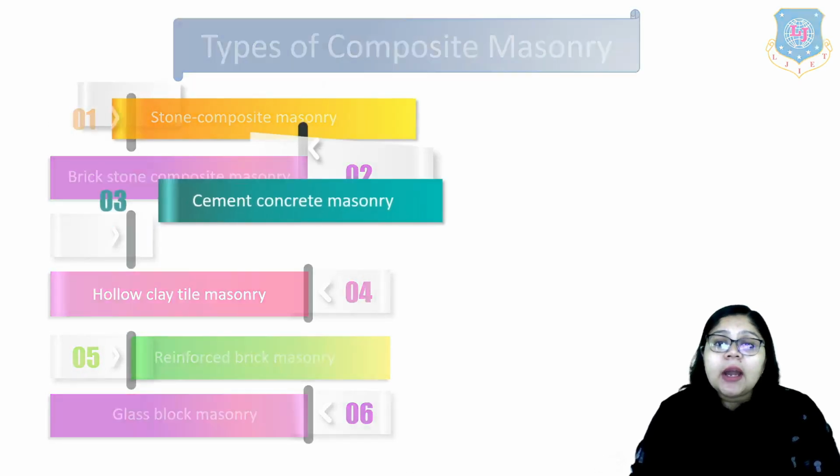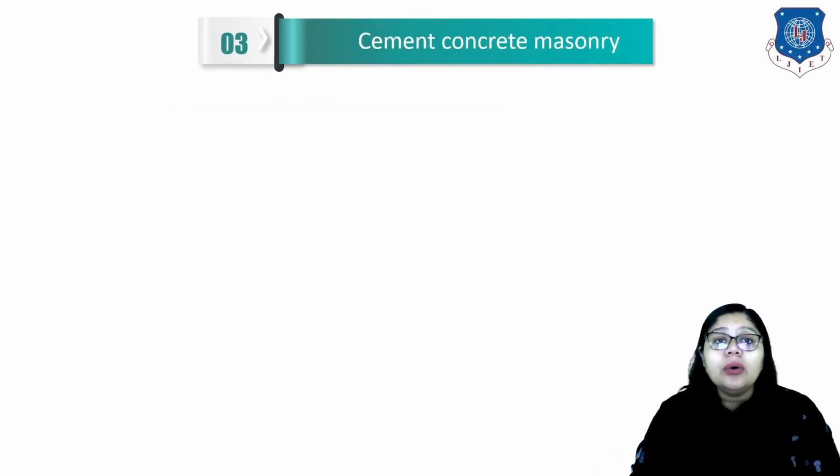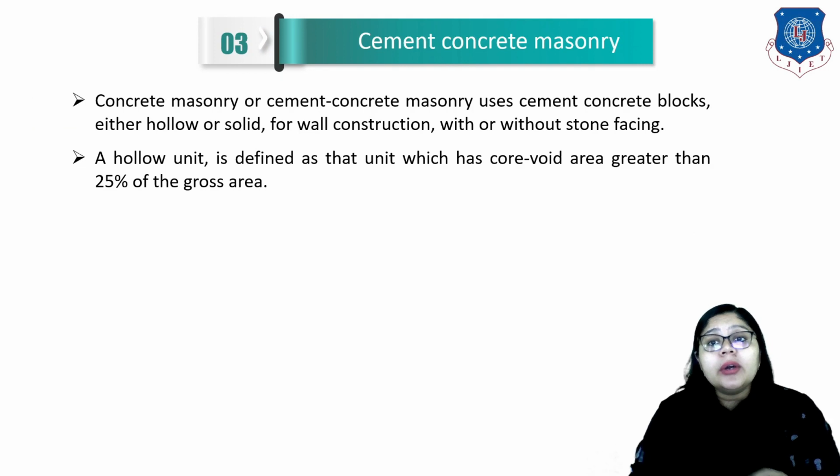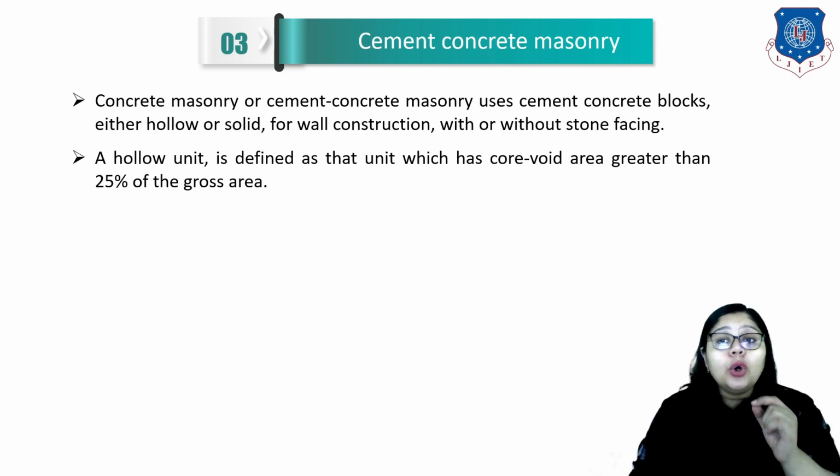Now let me give you an idea about the third type, which is cement concrete masonry. Concrete masonry uses cement concrete blocks, either hollow or solid, for wall construction with or without stone facing. A hollow unit is defined as a unit whose core void area is greater than 25% of the gross area.